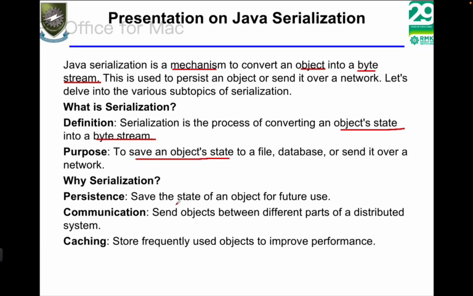So why do we go for serialization? I already told you, to preserve the state of an object and to communicate over a distributed system, you can use the serialization and deserialization concept. We want some objects to navigate between different parts of our distributed systems, and we want to store frequently used objects in a buffer. You call this a cache. Caching is temporary storage of frequently used objects to improve the performance. So these are all the reasons why we go for serialization.